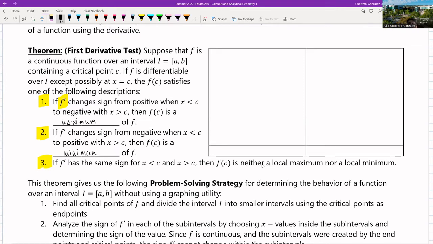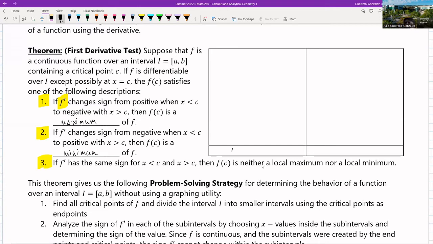And the very last one: if the sign of the derivative is the same before and after, then you have neither. You have what we call, and you'll learn this in Calc 3, a saddle point. It climbs, sort of stops climbing, sits there for a little while, and then starts climbing again, or vice versa.